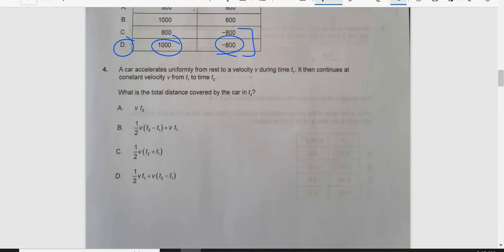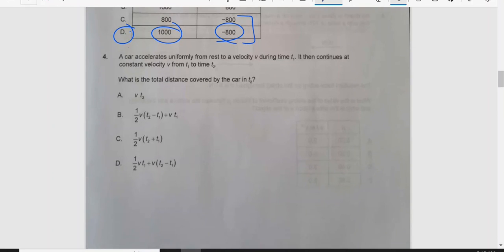Now, question number 4. You have a car that accelerates uniformly from rest. So the initial velocity here is 0, to a velocity v during t1. During time t1, the velocity becomes v. Then it continues with a constant velocity. This is a multi-legged journey. Again, it continues with the same velocity v until time t2. What will be the total distance covered?